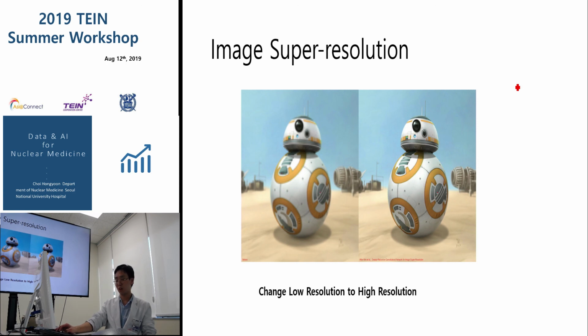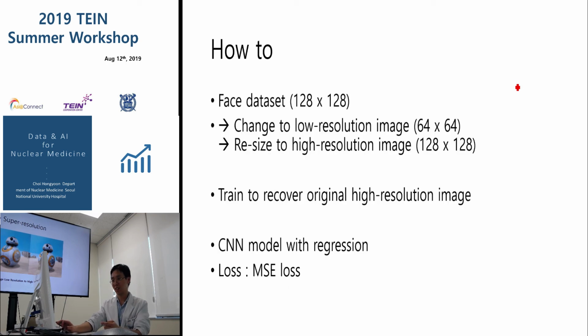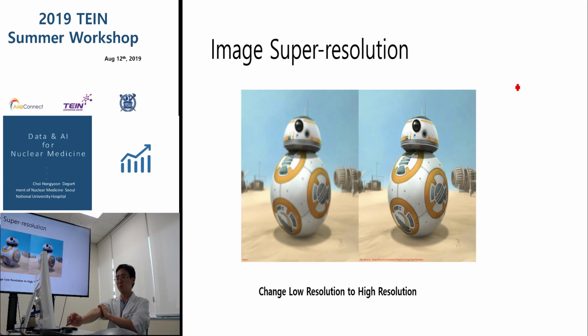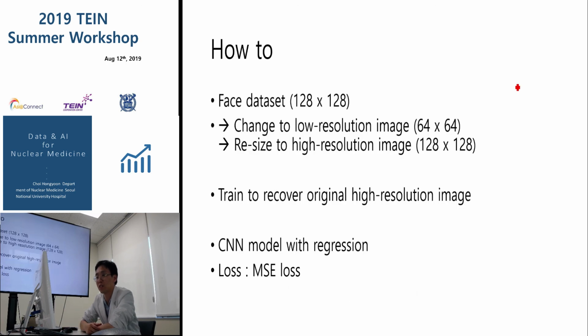However, the deep learning model to generate the image super resolution is not that difficult. But the state of the art is much more difficult. However, a very simple model also produces very good results. So we will use some publicly available data, which consists of face data. To generate some low resolution images, we will change this face data to low resolution images. This face data consists of 128 by 128 natural images.